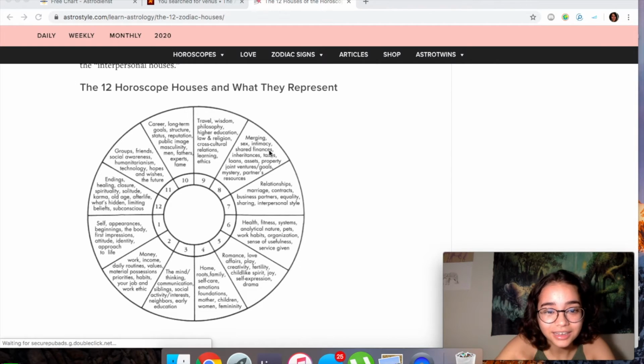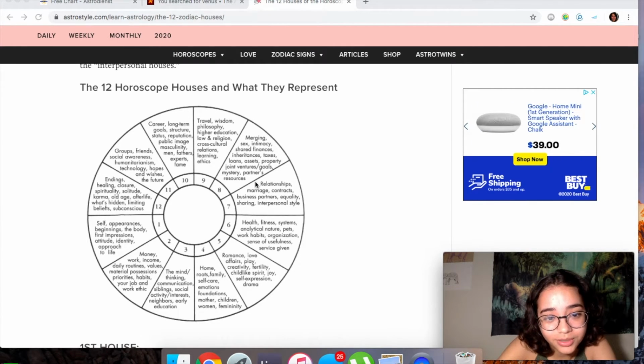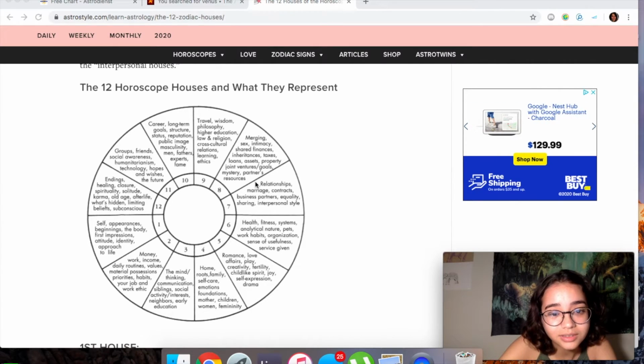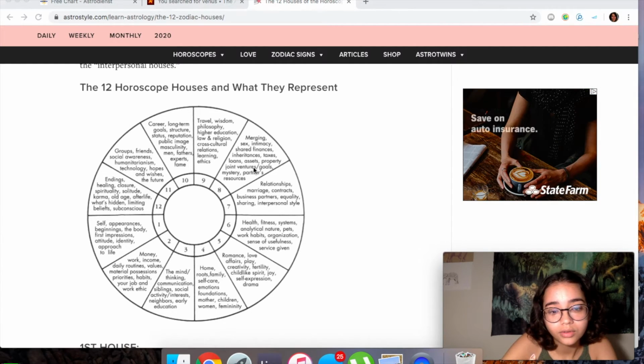Okay. 8th house: merging, sex, intimacy, shared finances, inheritances, taxes, loans, assets, property, joint ventures, goals, mystery, partner, resources. 8th sign, Scorpio, water sign. Very, very intuitive, mysterious, mystical, taboo. Intense sign.